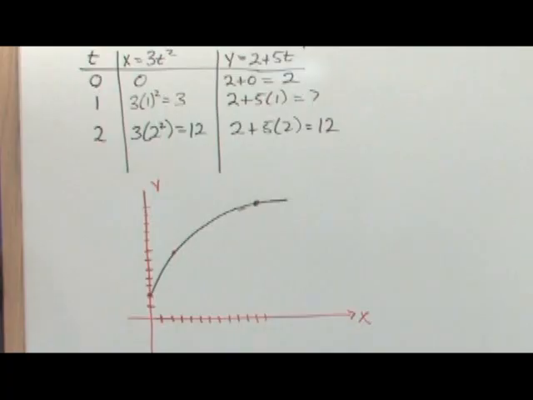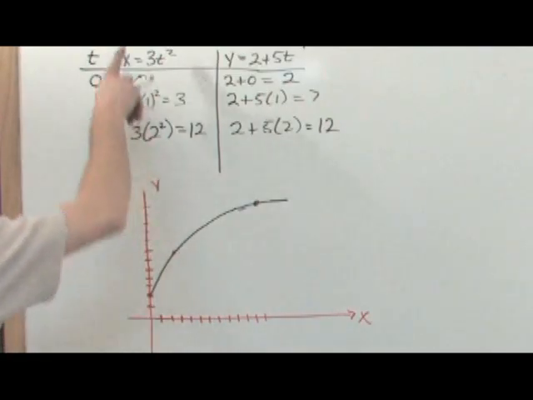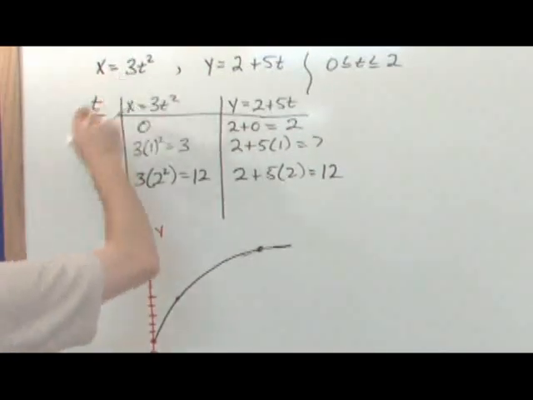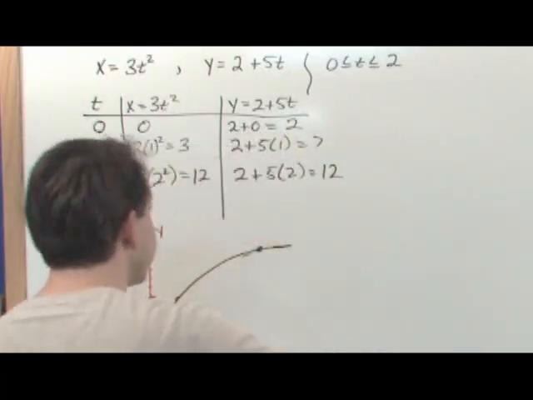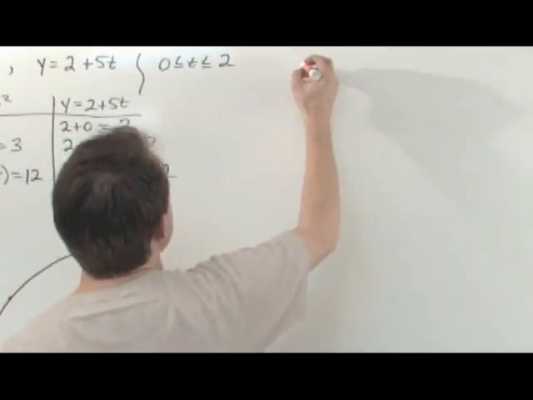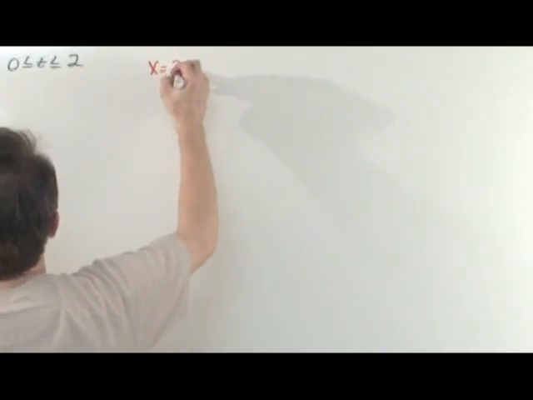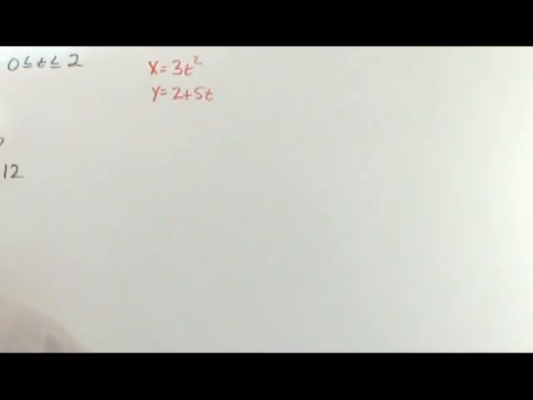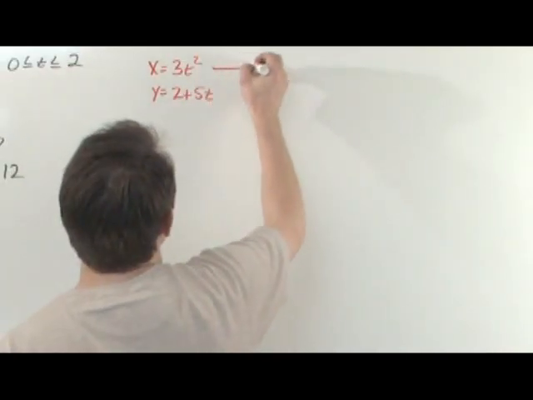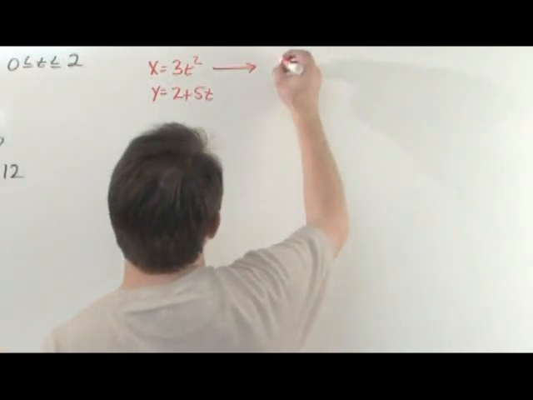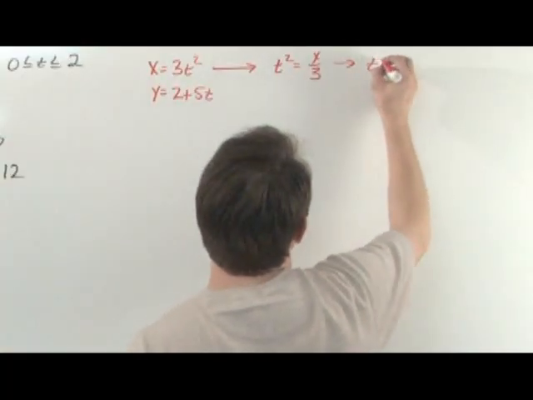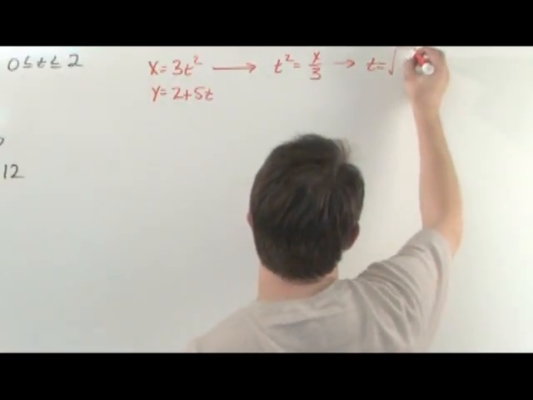Now, how would you eliminate and find the Cartesian version of this by elimination? Well, you know what x is equal to, and you know what y is equal to, so it's a simple matter of solving for one and plugging into the other. So I'm going to pick x, and I'm going to solve for t. If I know that my equations are x is equal to 3t squared and y is equal to 2 plus 5t, I can solve for t squared, which is going to be t squared is equal to x over 3. So then t is equal to square root of x over 3.